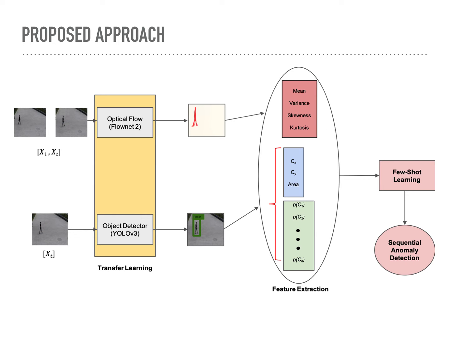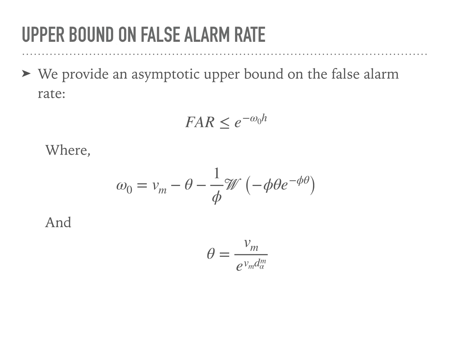Here we present our proposed approach. We use transfer learning to extract appearance, location and motion features. The sequential anomaly detector learns from few samples and updates its definition of normality. We also provide an asymptotic upper bound on the false alarm rate which can easily be computed from the training data. This can be used to choose the threshold edge that satisfies the desired false alarm rate.